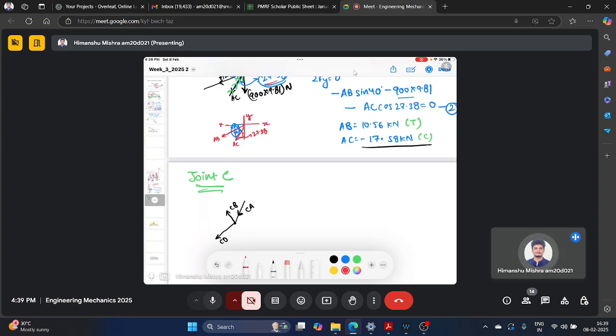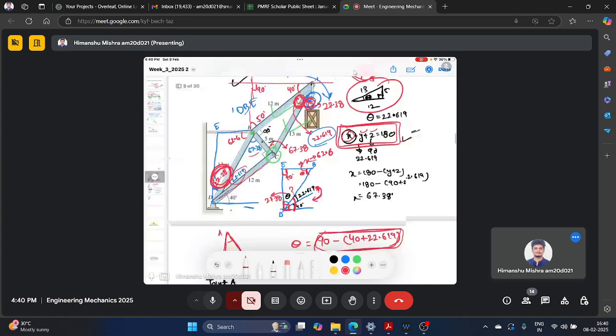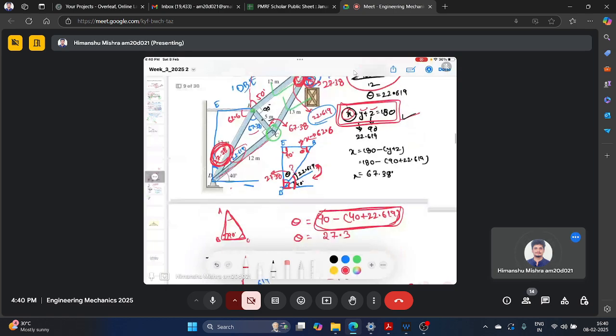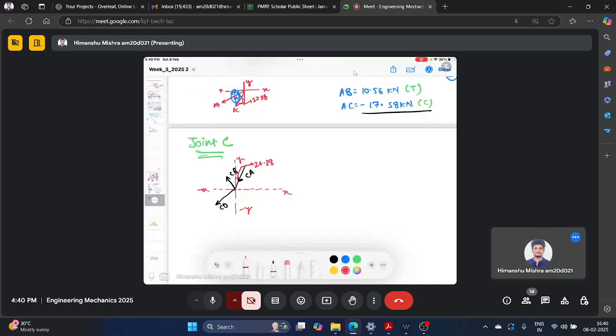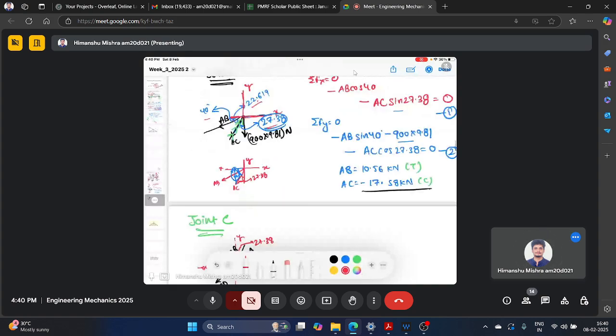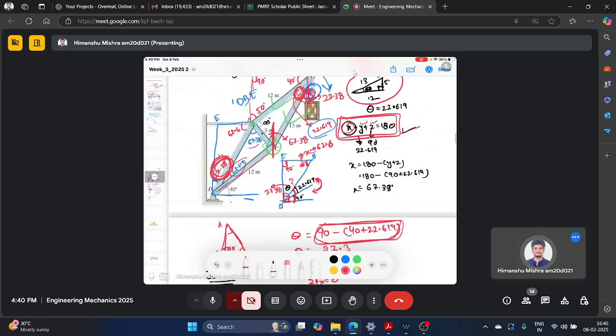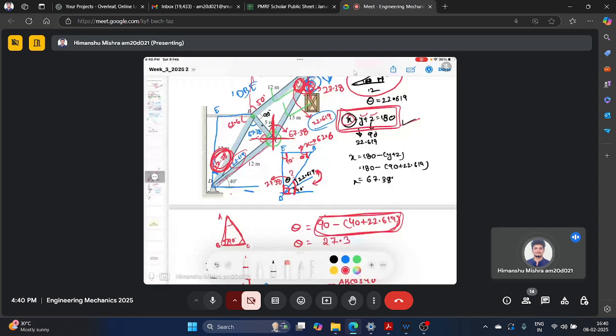So if I choose my coordinate system like this, x minus x, y minus y, and this angle is 27. We found 27.38, right? So this is 27, so this should also be 27. And this is 90. So we are splitting the x axis here, so this will be 40 and above will be 50.